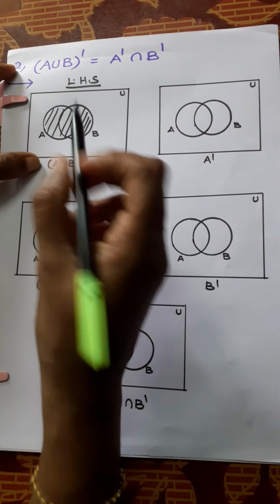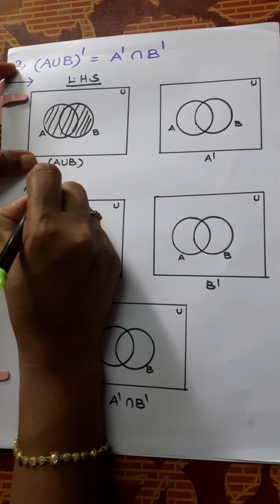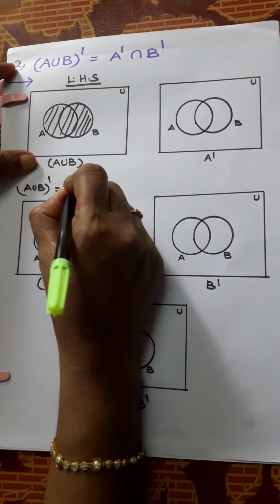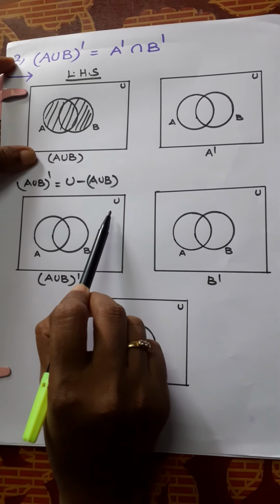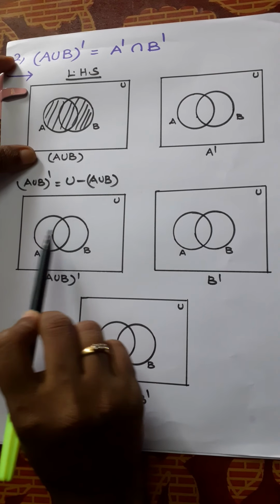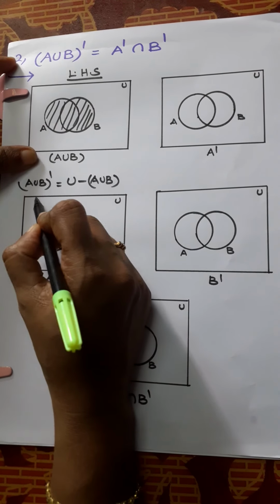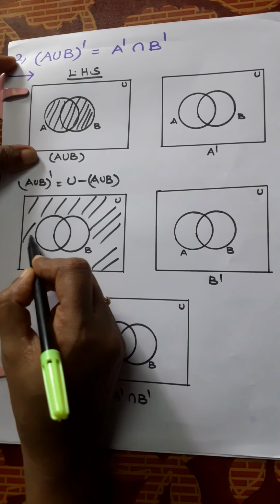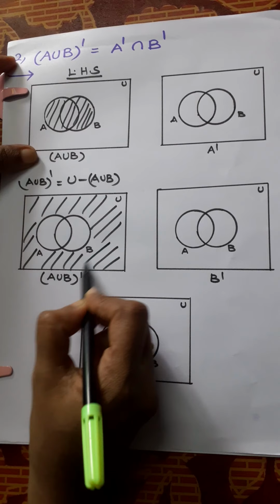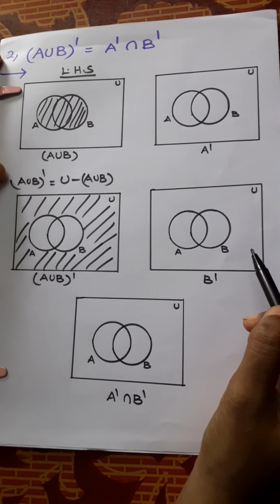Next, (A union B) the whole dash. How can we find the (A union B) whole dash value? That is the universal set minus (A union B). We have to compare the universal set value and the A union B value. We have to cancel the common values. Then we have to take the balance values. This is (A union B) the whole dash.